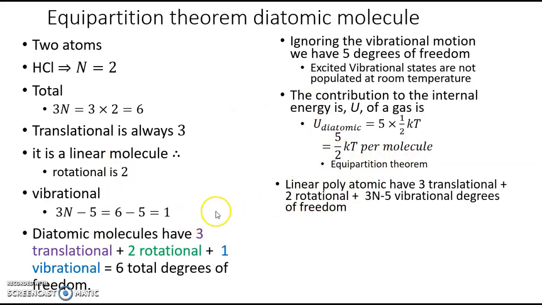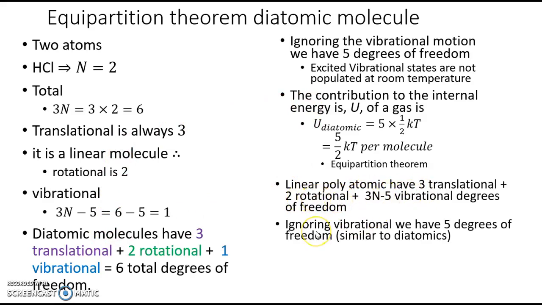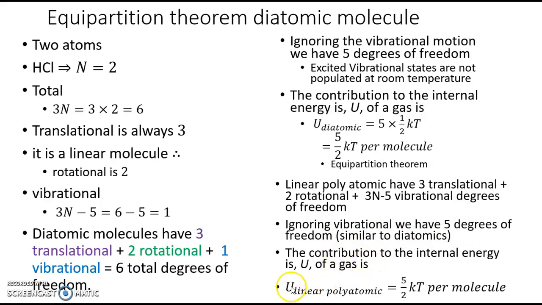Now this can be extended to other linear polyatomic molecules because all linear polyatomic molecules have 2 rotational degrees of freedom. So if we ignore the vibrational degrees of freedom too, we still have 5 degrees of freedom. So the internal energy for a linear polyatomic is also 5 half kT per molecule.